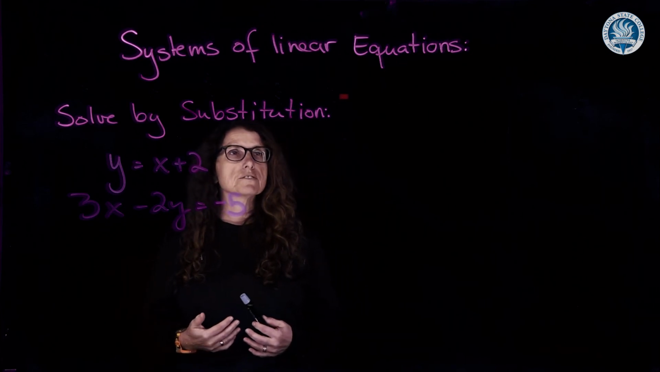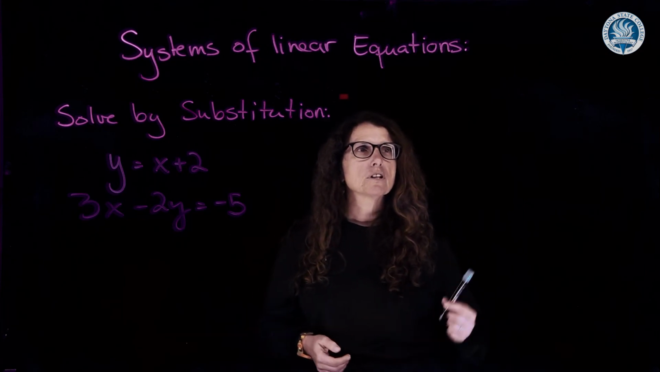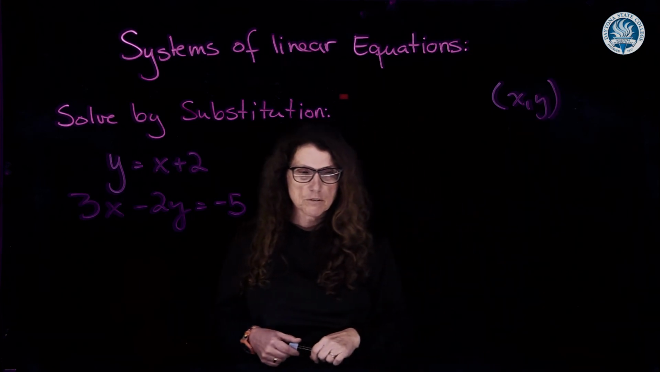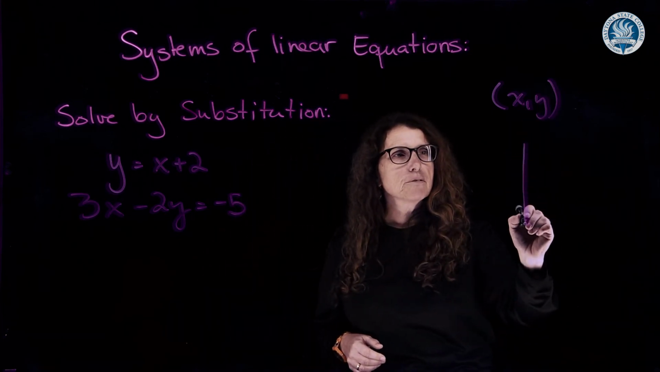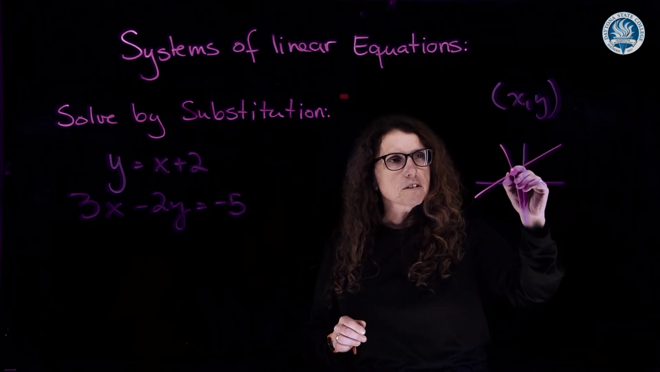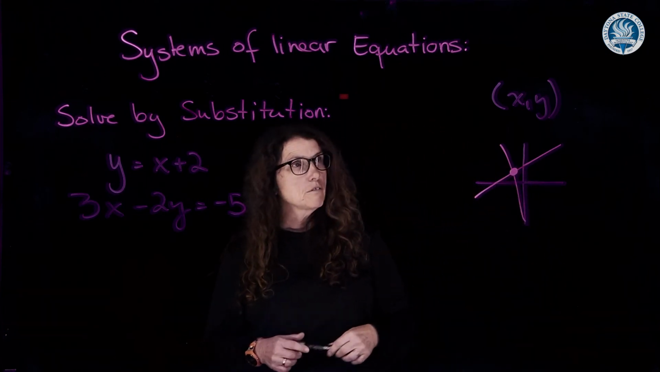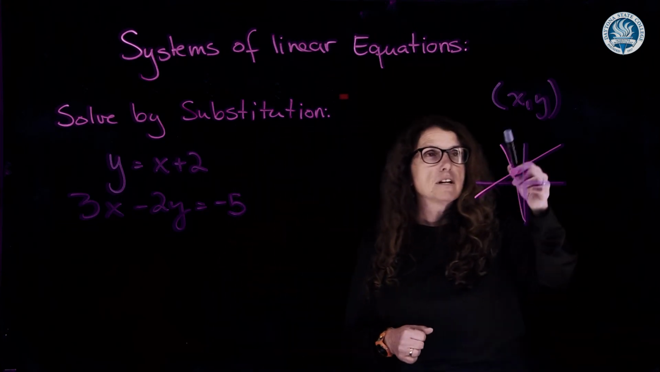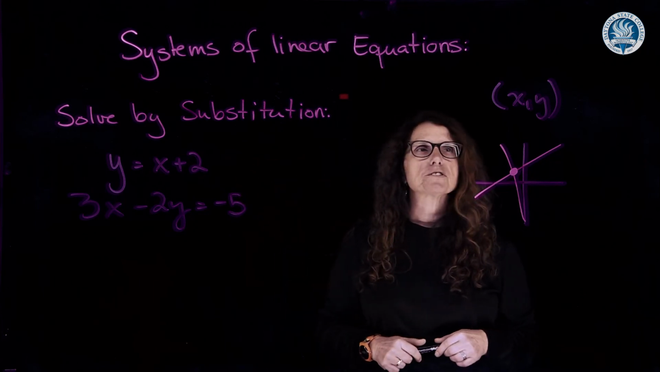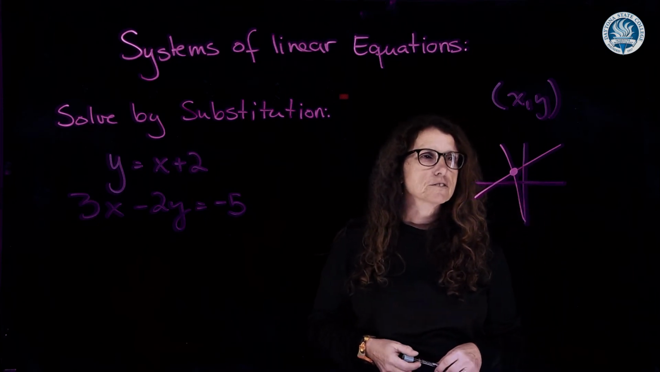Now when we're solving those systems of linear equations, usually our solution comes in the form of an ordered pair x comma y. So what happens is, if you have two lines, when they intersect with each other, that would be your solution. And this is in the form of an ordered pair x comma y. Now this solution has to make both of these equations a true statement. If it doesn't work for one, then it is not a solution.